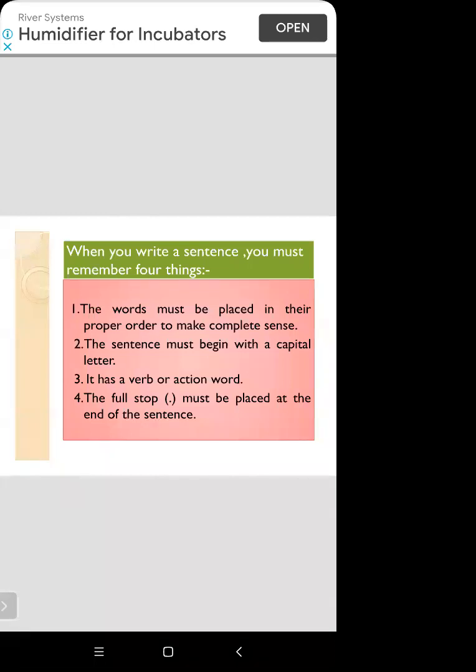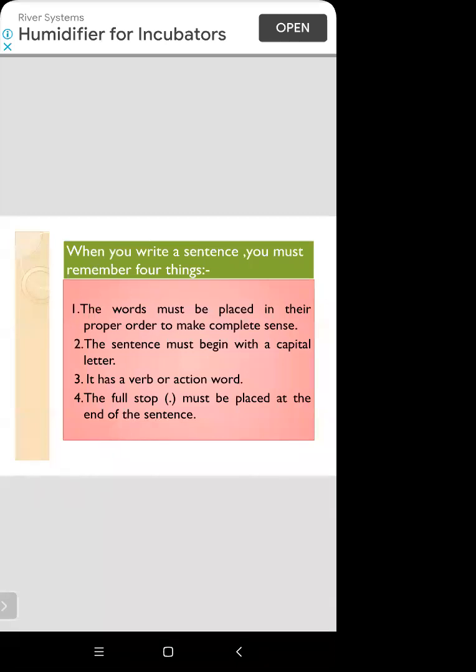It's most important that the sentence must begin with a capital letter. जो sentence होते हैं वो किससे स्टार्ट होते हैं? हमारे capital letter से. The first letter should be a capital. Yes, we also use a capital letter for a proper noun in a sentence. And it is very necessary, you have to write the first letter of the sentence as a क्या होगा? Capital. Clear? Now third one, it has a verb or action word.